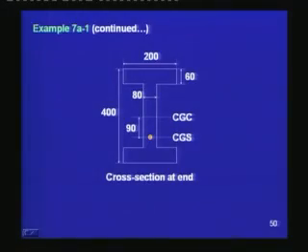Now, we observe that this section is a symmetric section about the horizontal axis. The CGC is located at half the depth.